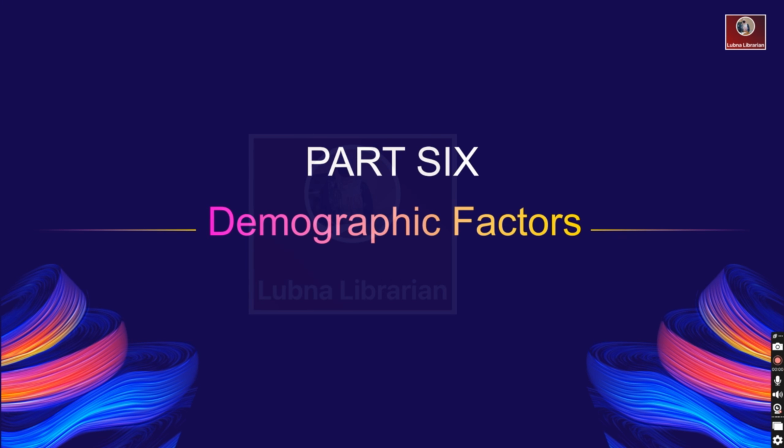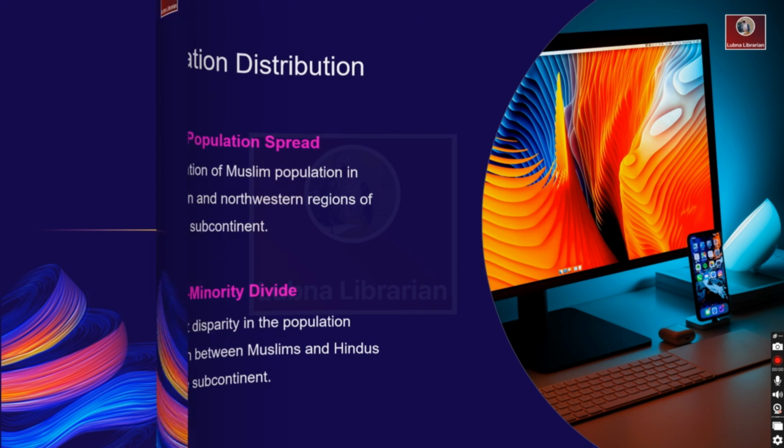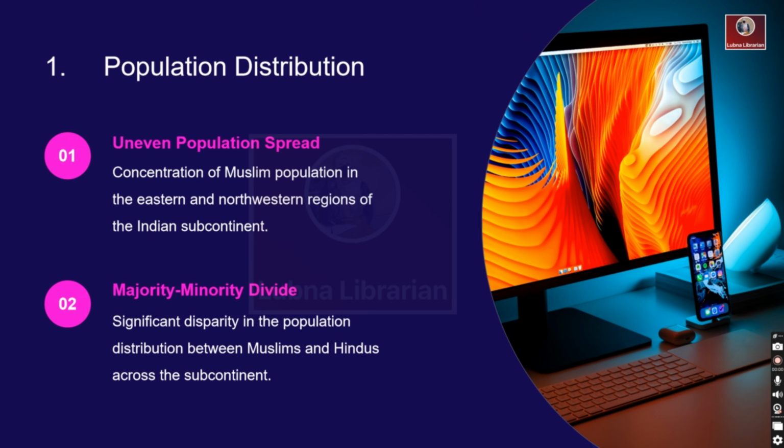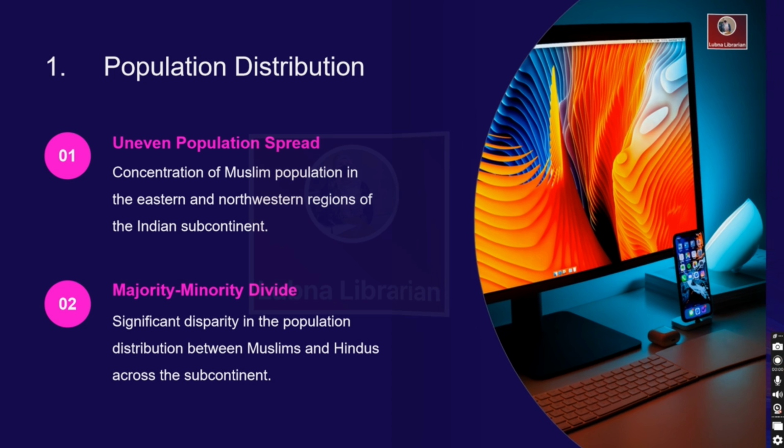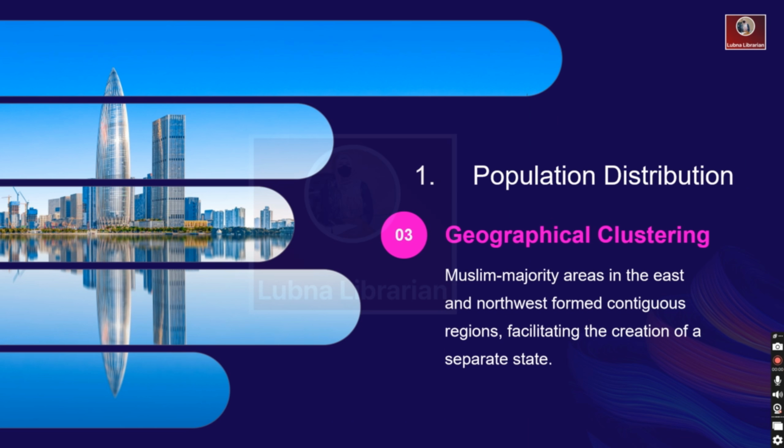Part 6. Demographic factors. 1. Population distribution. 1. Uneven population spread. Concentration of Muslim population in the eastern and northwestern regions of the Indian subcontinent. 2. Majority-minority divide. Significant disparity in the population distribution between Muslims and Hindus across the subcontinent. 3. Geographical clustering. Muslim-majority areas in the east and northwest formed contiguous regions, facilitating the creation of a separate state.